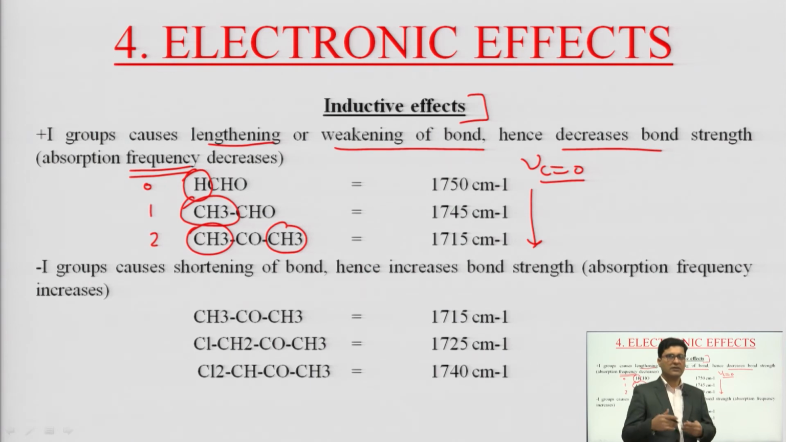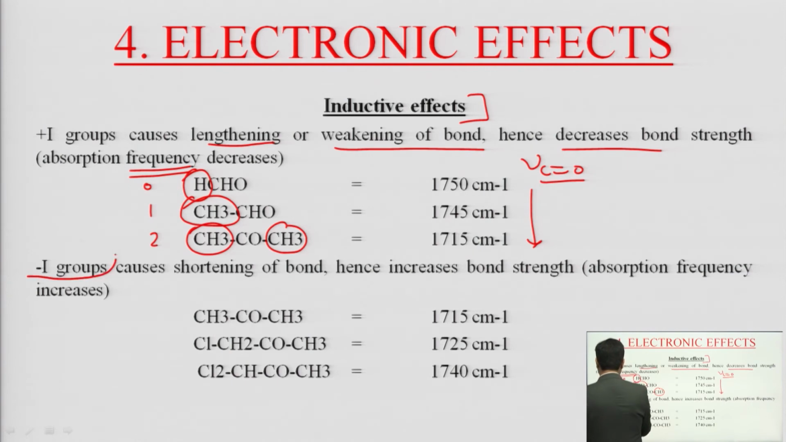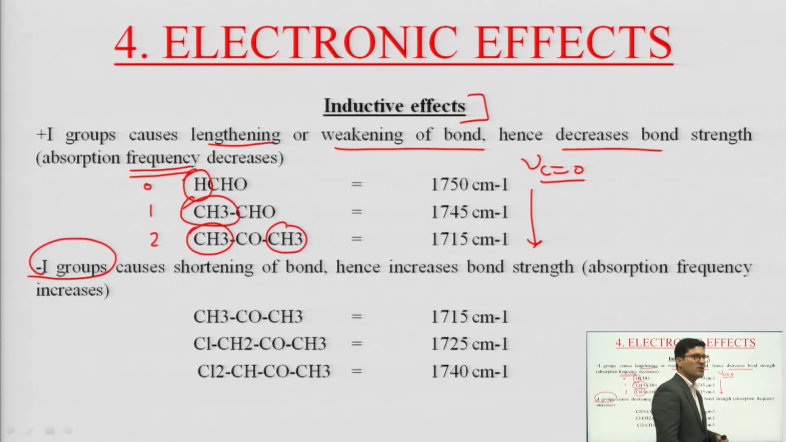So, as we are increasing the number of positive alkyl plus I groups, the vibration frequency is generally decreasing, and the opposite is true in case of minus I type groups. So, minus I type groups generally cause the shortening of the bond, and hence they increase the bond strength, and as a result the vibrational frequency also generally increases.